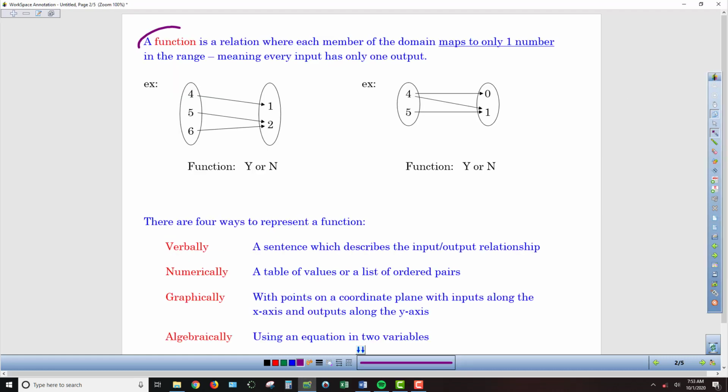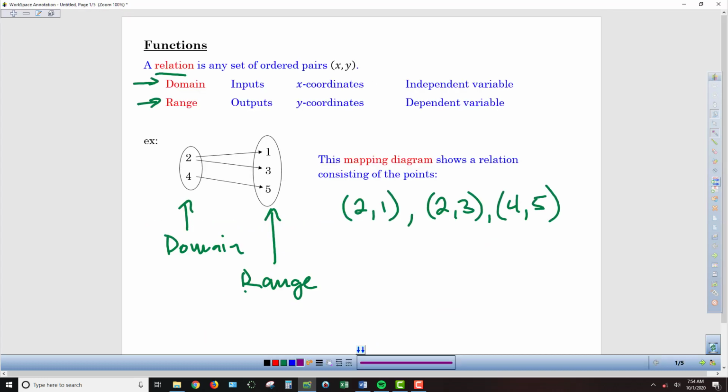Now a function is a special type of relation. It's one where, as the definition says, every member of the domain maps to only one number in the range. The basic takeaway is that every input can only be used once. Every input can only have one output. If we go back to the previous example, we can see that 2 was used twice as an input, and therefore it is not a function.